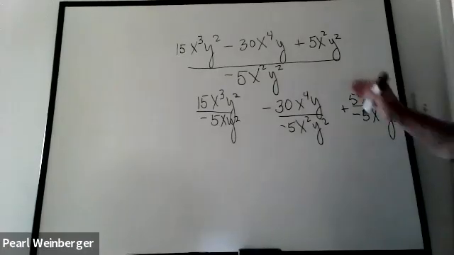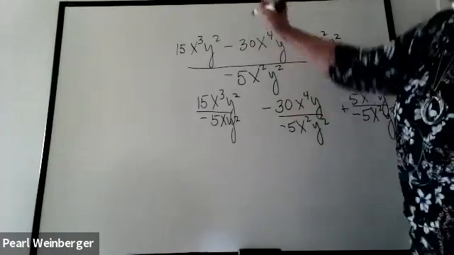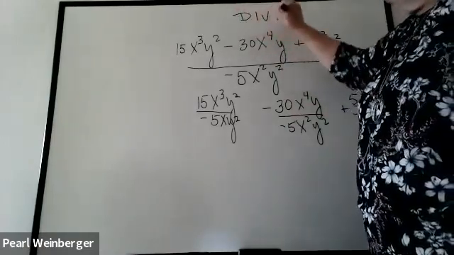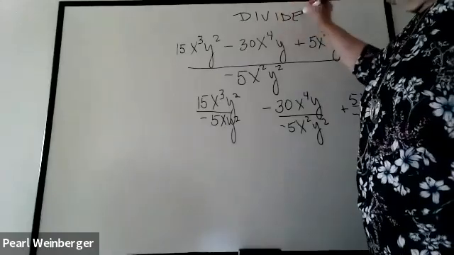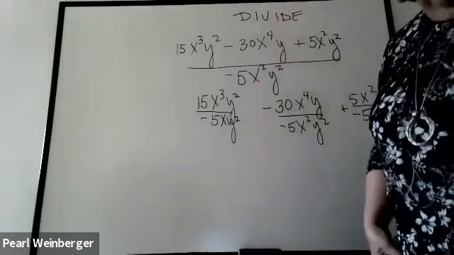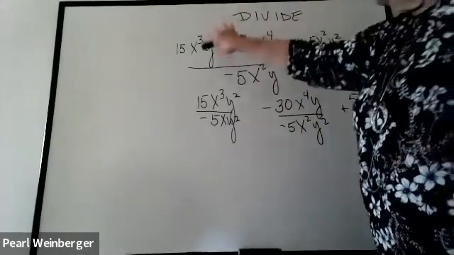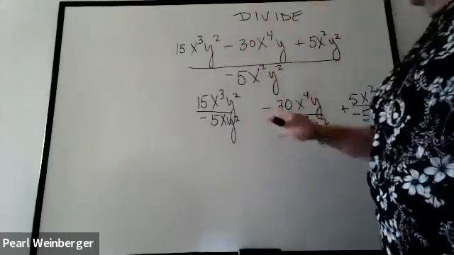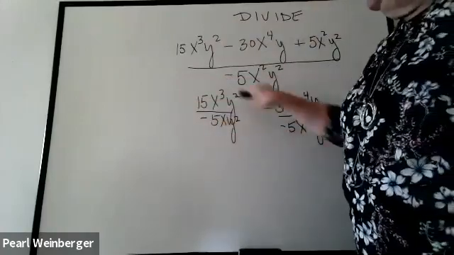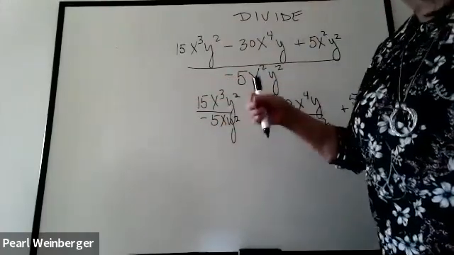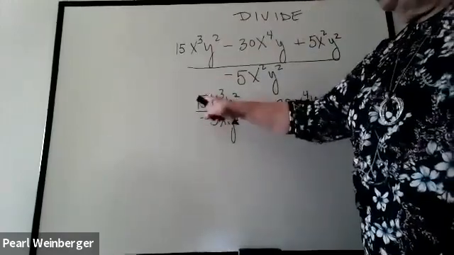This is called divide. The instructions would either say divide or find the quotient. The word quotient means the answer you get when you are dividing. So this is a division of a polynomial by a monomial. And what we do is we take each one of these separate fractions and reduce them. Remember how we do that?